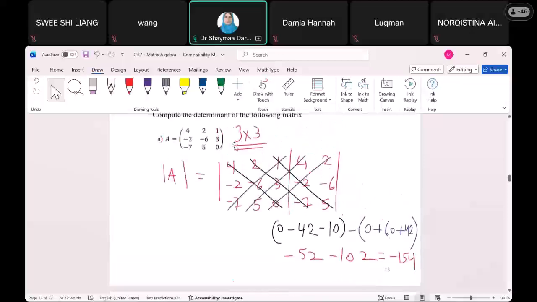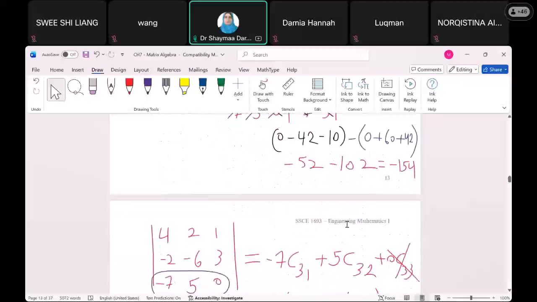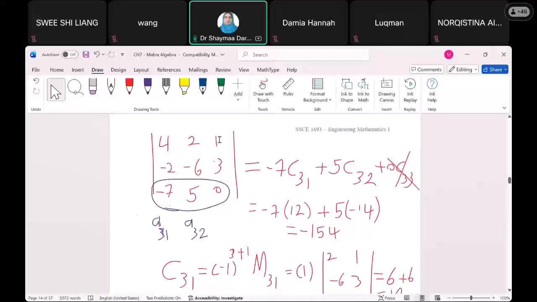Either for a 3 times 3 matrix, you can use this method or use the cofactor method. Choose any row or any column. Here I choose the third row. Why? Because I have 0 here, so I can reduce the calculation. So the third term will be cancelled. So minus 7, the cofactor for this number, plus 5, the cofactor for this number.